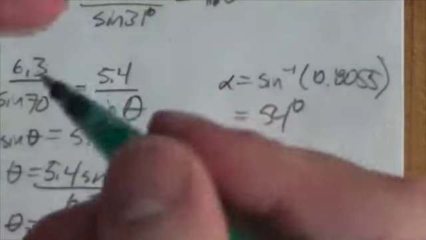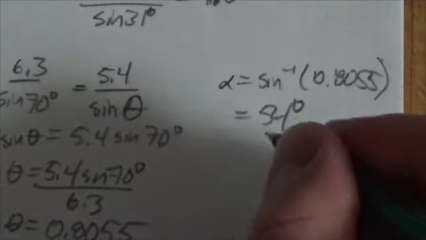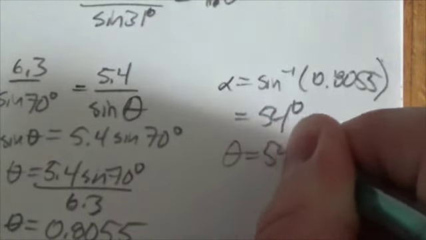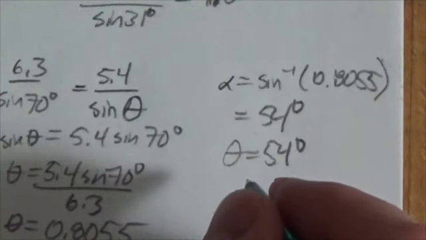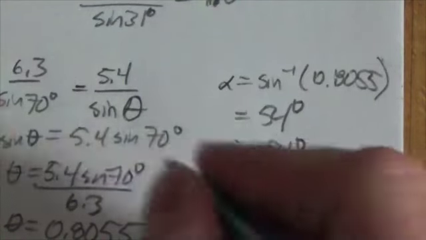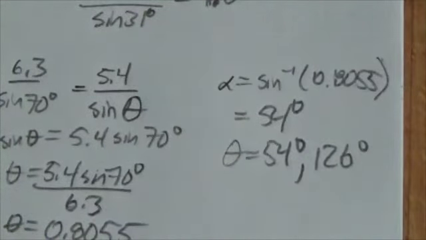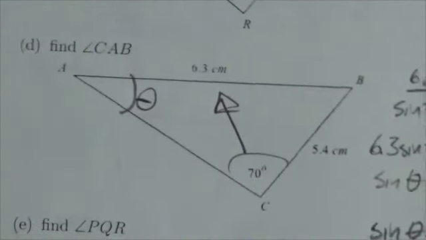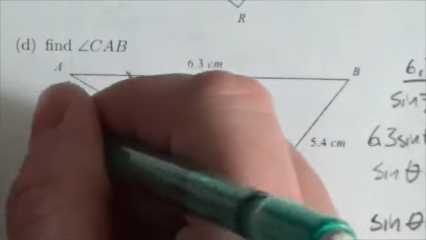But now what that means is my theta here could be, for example, 54 degrees, or, because we know what that looks like in the second quadrant, it was going to be 180 minus that. It's going to be 126 degrees. Now let's just think about this for a moment here. Let's go back over to our triangle. So what we're saying here is that this angle here could be 54 degrees or 126 degrees.